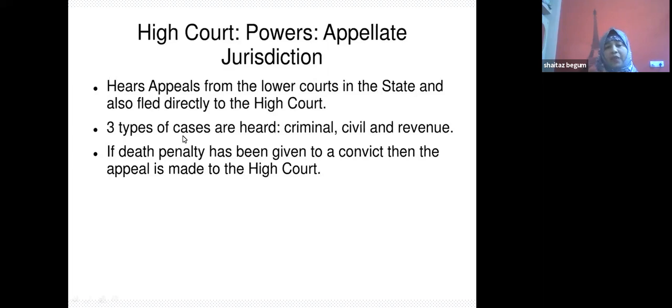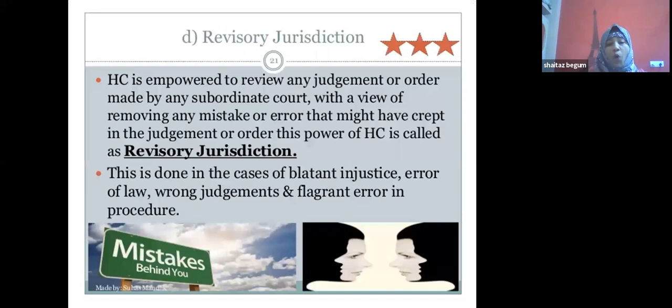The High Court hears three types of cases: criminal, civil, and revenue. If the death penalty has been given to a convict, then the appeal is made to the High Court. If capital punishment, that is the death penalty, is given to a convict by a district court, then he or she can make an appeal to the High Court. But in such cases, the district court's judgment is final at times in case of capital punishment.